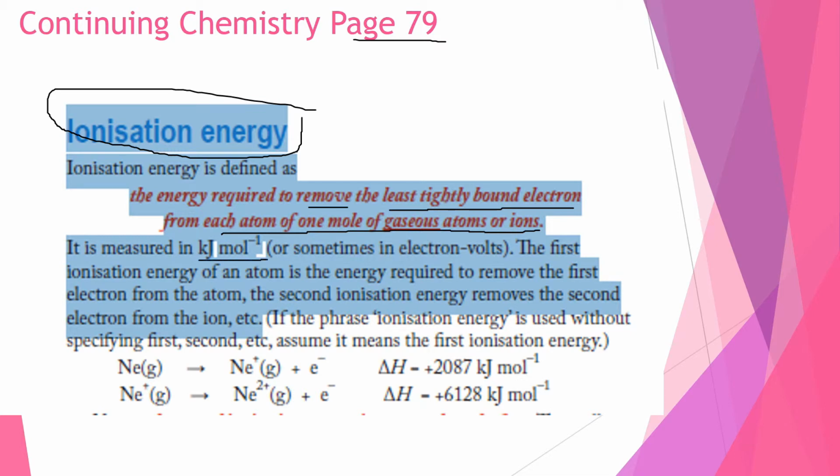The first ionization energy of an atom is the energy required to remove the first electron from the atom, and the second ionization energy removes the second electron from the ion, etc. Sometimes you may need to be able to even write this. This is for neon, but you can write it depending on the context or the element that you are asked for in the question. It's always connected to that. So what is ionization energy? It is the energy required to remove an electron from 1 mole of gaseous atoms.